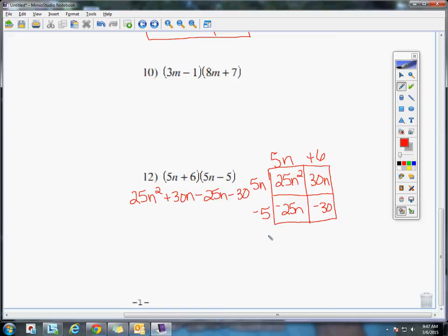And combine your like terms. You don't have any other n squared, so you have 25n squared. You have 30n minus 25n. 30 minus 25 is 5. Don't forget your n. And then you have a minus 30. And this right there is your final answer.